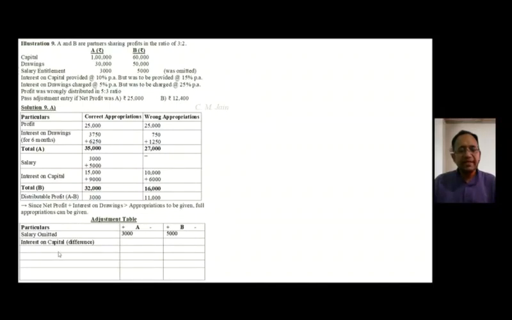Then next was interest on capital. Now we will just adjust the difference. If you see carefully, as per correct appropriations, A was to get 15,000, but he was actually given 10,000. So we have to give him how much more now? 5,000, absolutely right. Similarly, B was supposed to get 9,000 interest on capital, but wrongly was given 6,000 only. So how much more needs to be given? Exactly, 3,000.